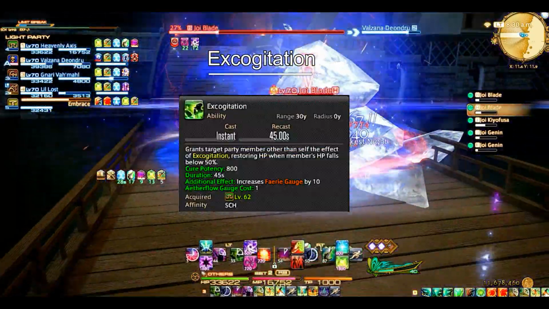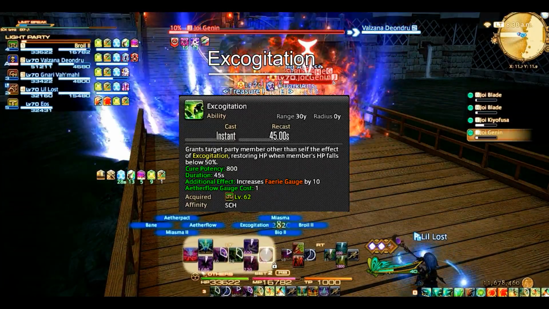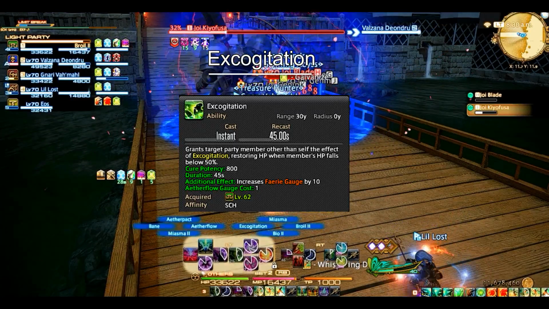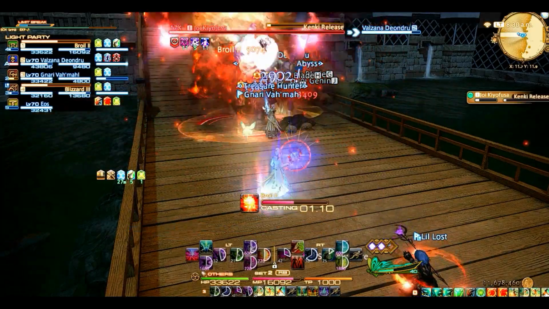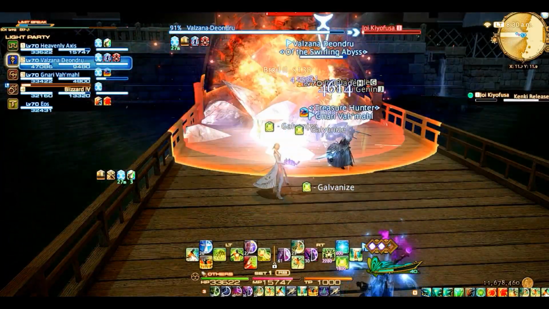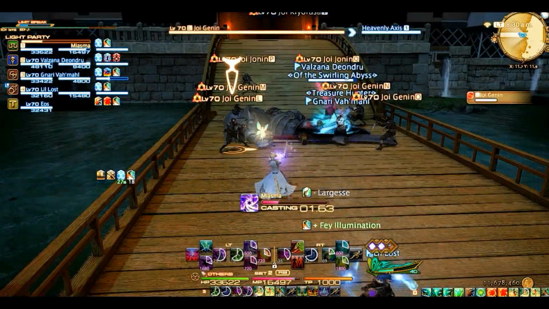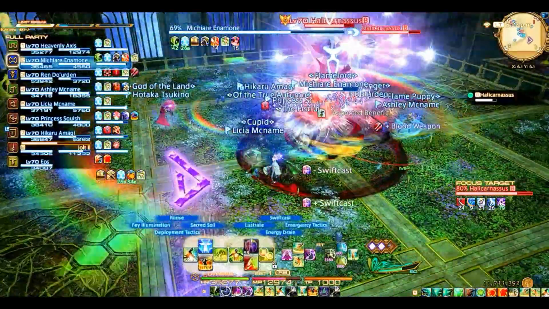Next, I want to take a brief moment to cover Excogitation. Excog is a very powerful healing ability with a fire and forget kind of mechanic. Once cast on a party member, for the next 45 seconds, if their health drops below 50%, they will receive an automatic 800 potency cure. This is a great tool in the Scholar's kit for dealing with attacks such as tank busters. In the next clip you'll see this in action.